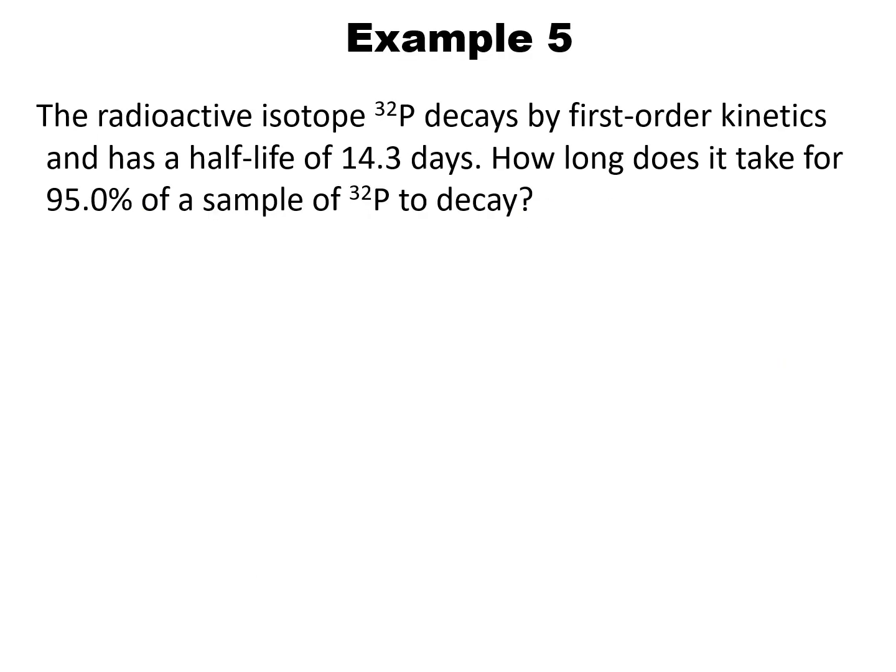So let's see the last example. We have a radioactive isotope that, like any other radioactive isotope, is going to follow first-order kinetics. The half-life is 14.3 days. How long does it take for 95% of the sample to decay? We need to use the integrated rate law, because whenever it's asking you how much time it takes, that's the integrated law. And the law requires the K.